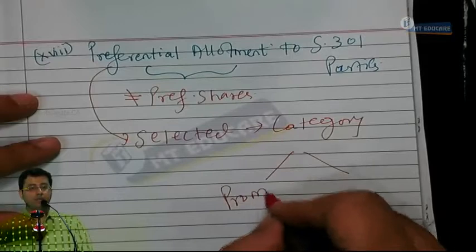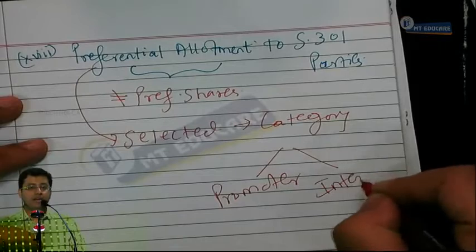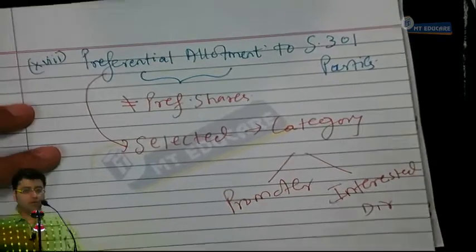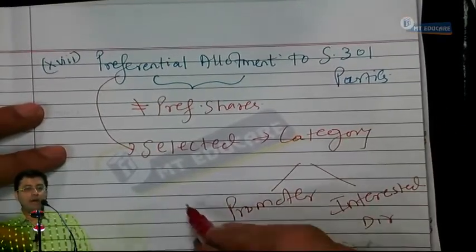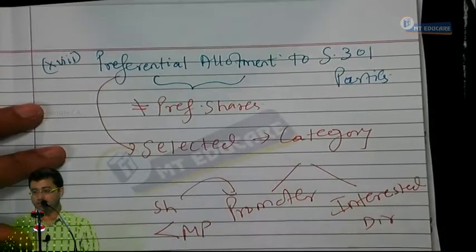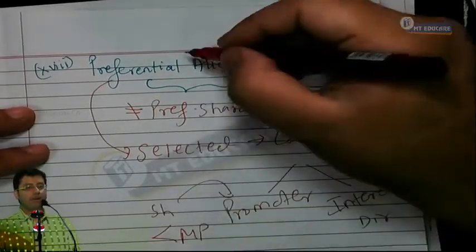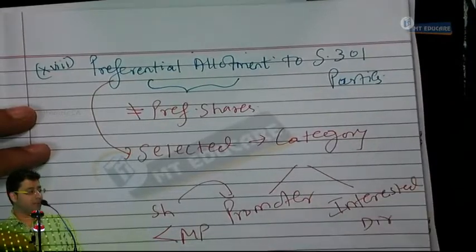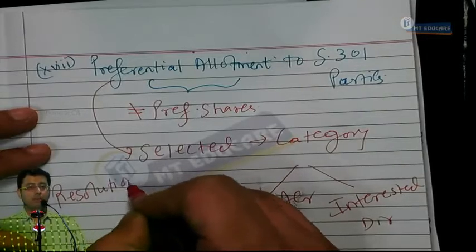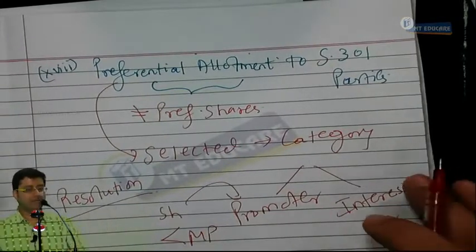Selected category would mean something like the promoter of the company, or some party like interested directors who are covered in section number 301. Generally, these people are allotted shares of the company at a much lower price than the market price. Do you know that as per the Companies Act, whenever you give any preferential allotment to select category people, you have to always take approval from shareholders, and shareholders can only give approval by passing a resolution. I will teach you what type of resolutions they pass, but then it will take some time.